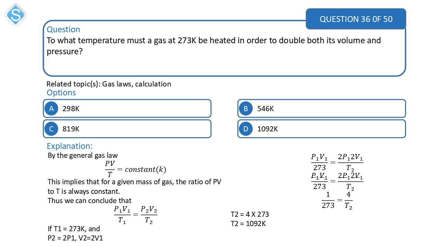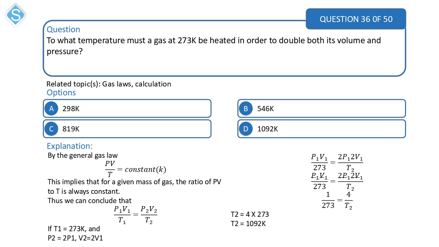So when we substitute all of this into this equation, we have P1 V1 over 273, the initial temperature, is equal to 2P1, because the new pressure P2 is now 2P1, that is 2 times the original pressure. So 2P1 times the new volume, which is 2 times the original volume, 2V1. Now this P1 and V1 will cancel on both sides of the equation. So here we are going to be left with 1 over 273 is equal to 2 times 2, which is 4, over T2.